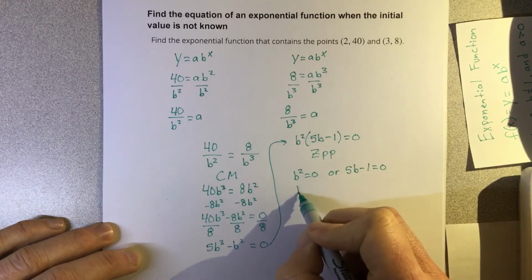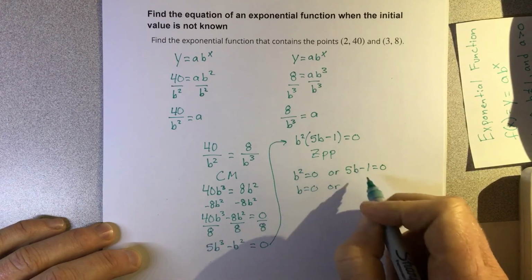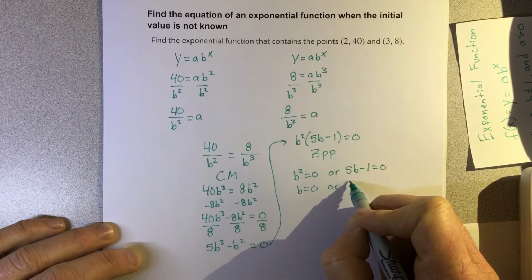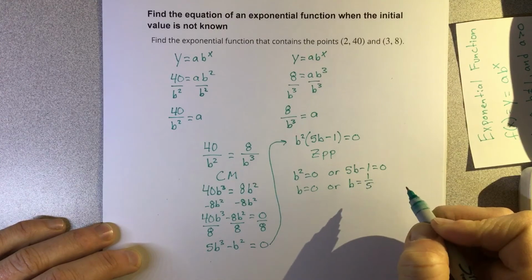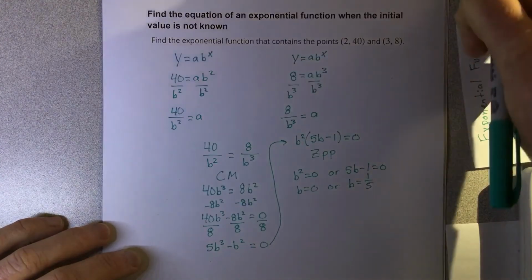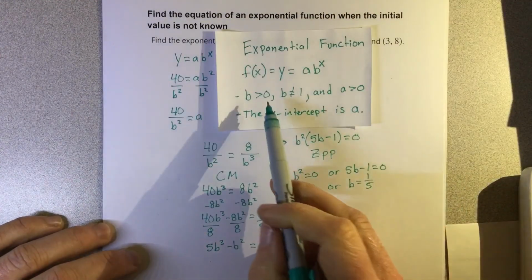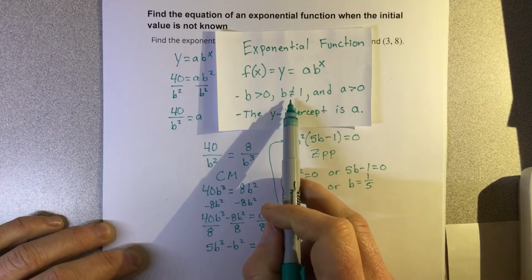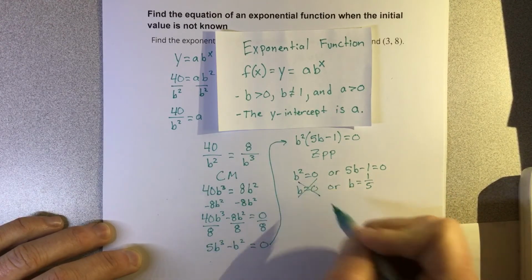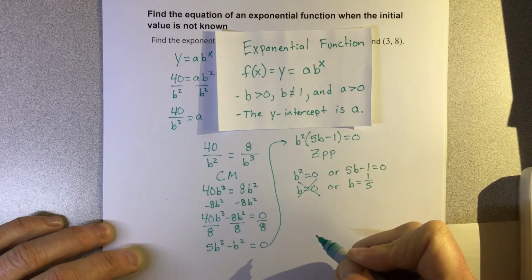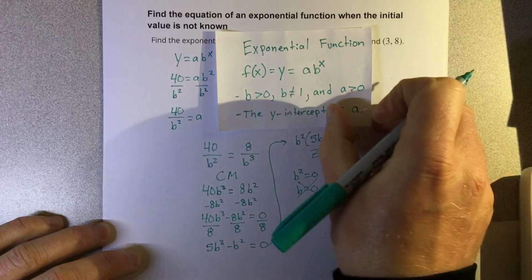Square root each side, we get b equals 0. Or add the 1 and divide by 5. So we end up with b equals 1/5. Now if you remember, if we look at exponential functions real quick, b has to be greater than 0. It cannot equal 1. Well, this b equals 0, that's not possible for this exponential function because b has to be greater than 0. So b equals 1/5 is our b value.